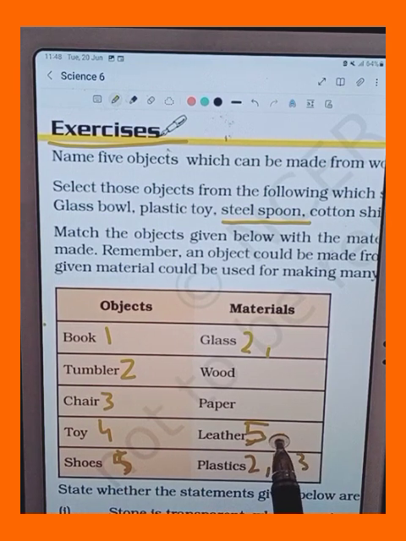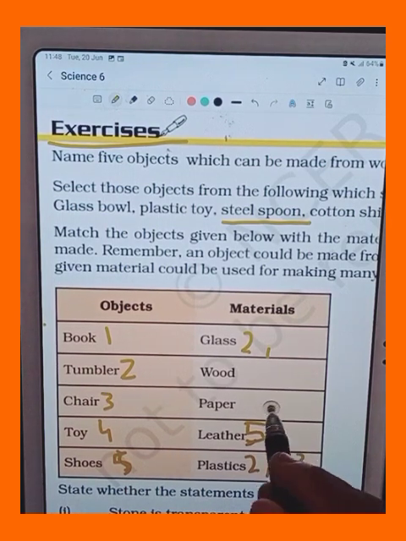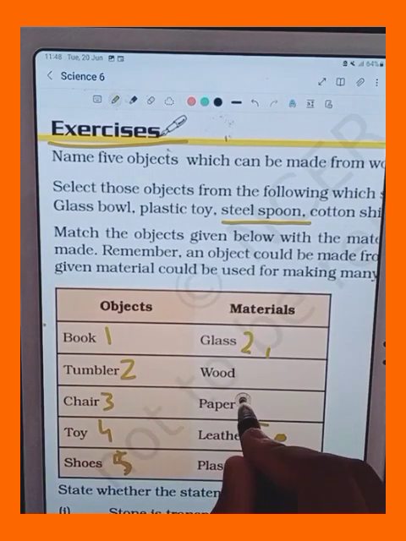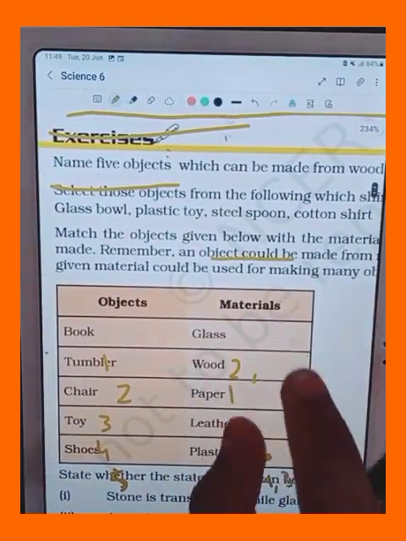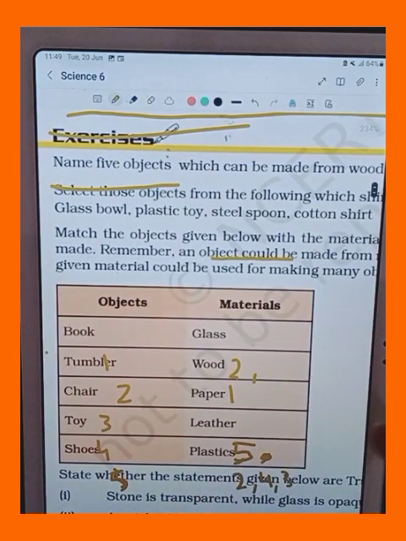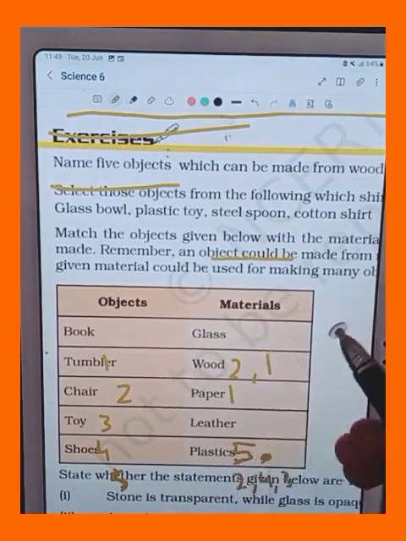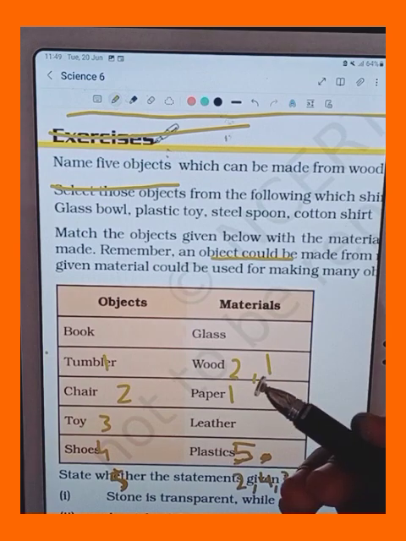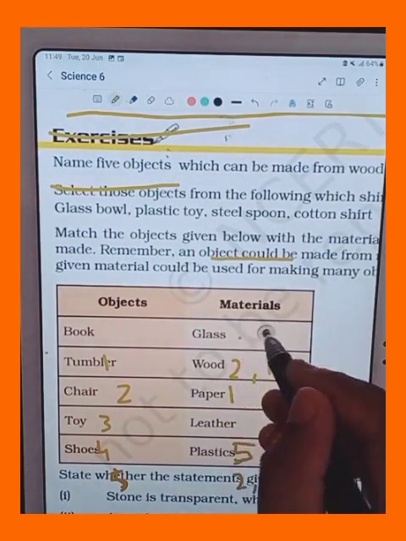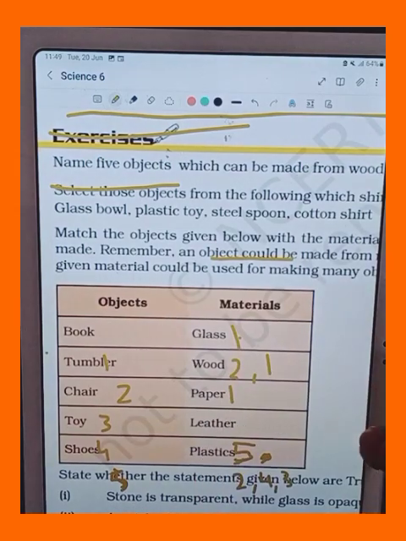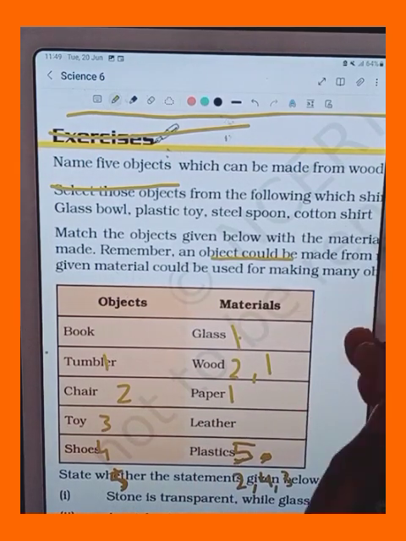And the book, toy, paper, from paper, book can be made. Paper, book can be made. Okay, paper, book can be made. From wood, book can be made from wood. And chair can be made. Plus, from glass, tumbler can be made. Yes, so that is what.